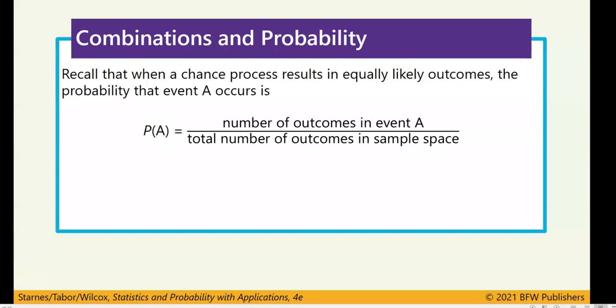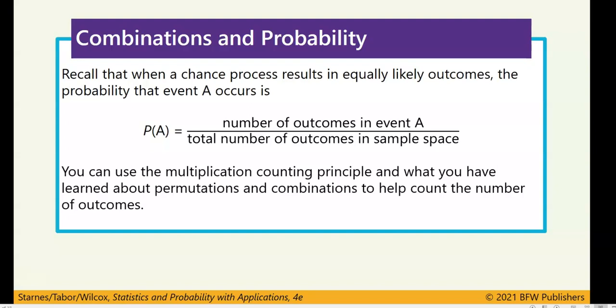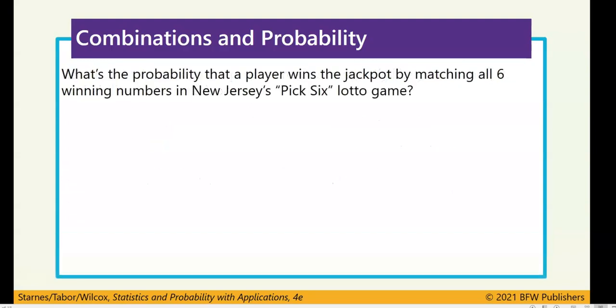The probability of A occurring is the number of outcomes in A, the successes, on the top, and the total number of outcomes on the bottom. That's important as we get to tougher questions, because we might have to put the total on the bottom and what we want to happen up top.